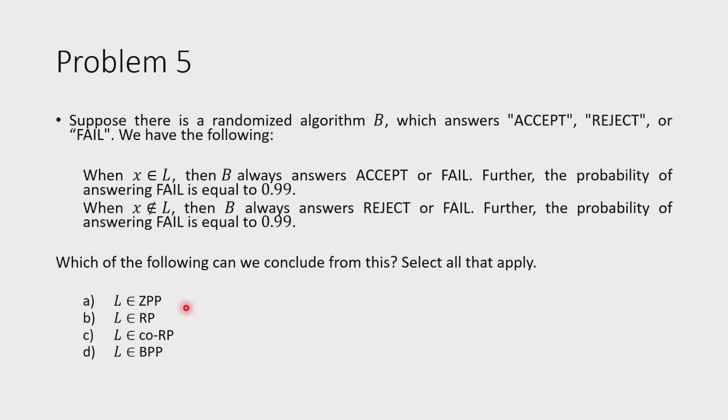I mean, L should not be in ZPP because in ZPP we define the probability of don't know to be less than or equal to half, right? Okay. So, how do we define it?